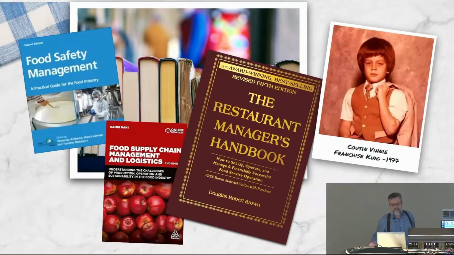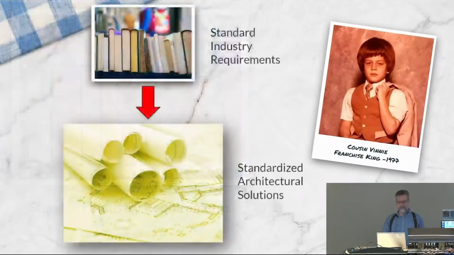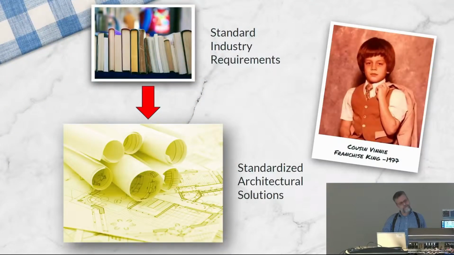Look, there's food safety management. You got to manage a restaurant. There's food supply. There's all kinds of things that go into a restaurant. And there's also standard industry requirements. What's going on with your city's codes? Do you know? Well, I do, and you know what I did? I started putting all that information into standardized architectural solutions.